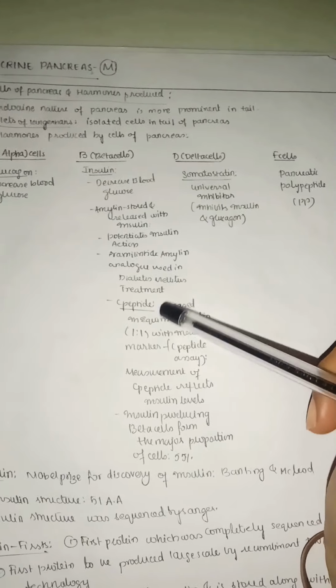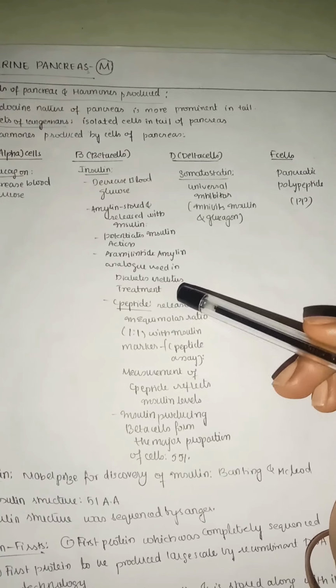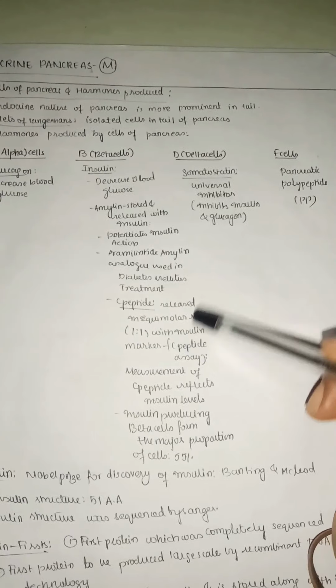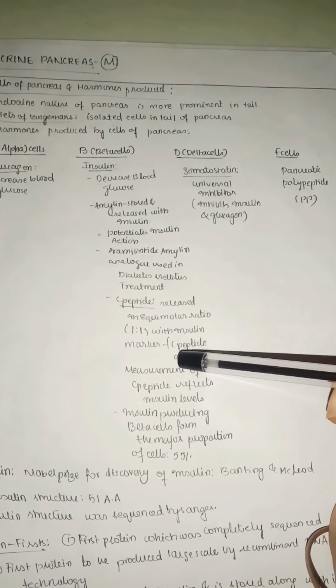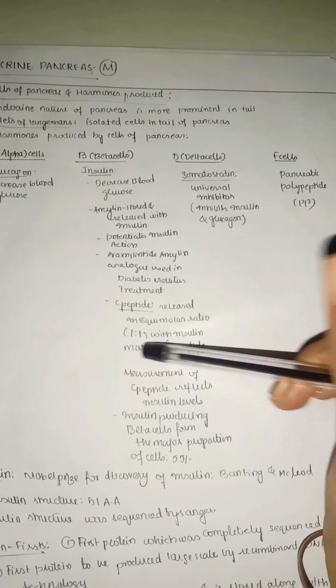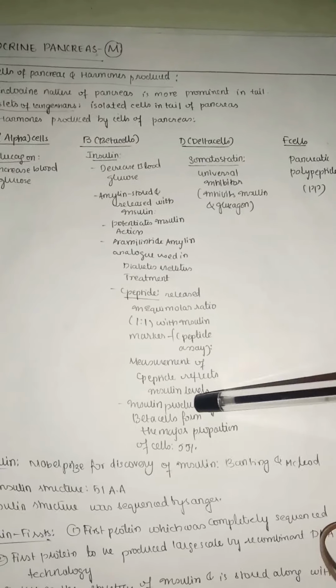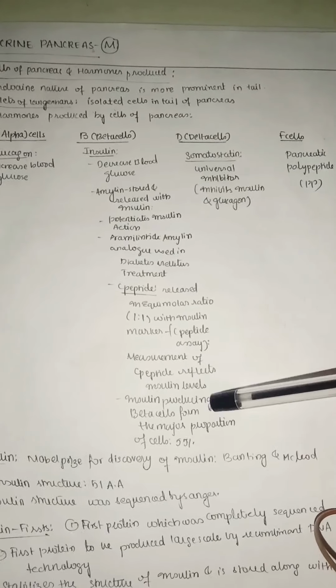And next we have C-peptide. C-peptide is released in an equimolar ratio along with insulin, so it's like 1:1 with insulin. So to find out insulin levels in the body, we can also check the C-peptide assay, because they are produced in an equivalent way, in equimolar ratio. The measurement of C-peptide reflects the insulin levels directly.